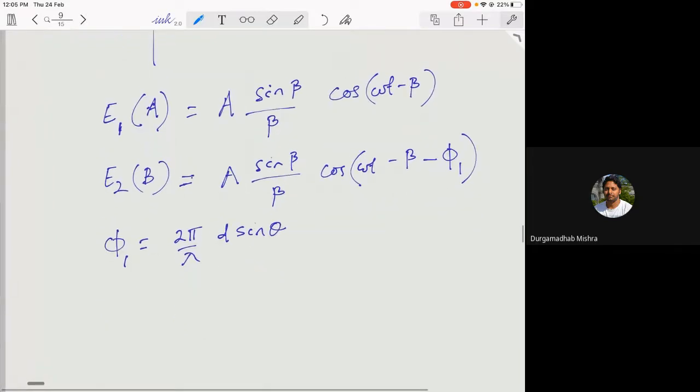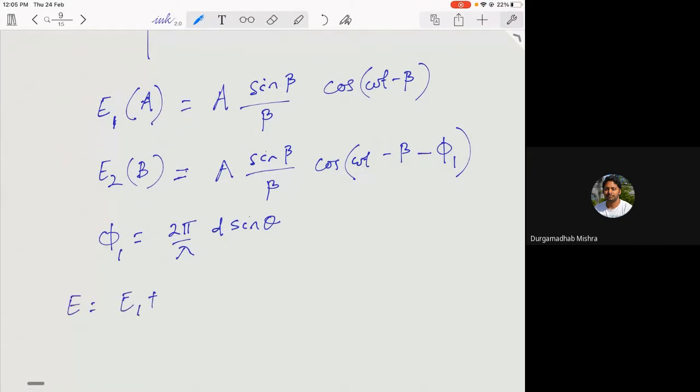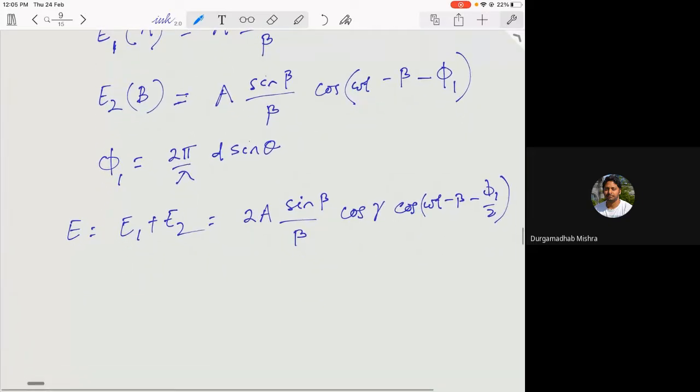So now if we find the resultant electric field, you will do the superposition. That is E1 plus E2. If you add it and use a little bit of simple trigonometric relation, what you will finally obtain is 2a sine beta by beta cosine gamma cosine omega t minus beta minus phi 1 by 2. So this is what you will obtain when you take the superposition. And what is gamma? Gamma we have defined as phi 1 by 2, which is pi by lambda into d sine theta. So phi is 2 pi by lambda d sine theta, and gamma would be this much.